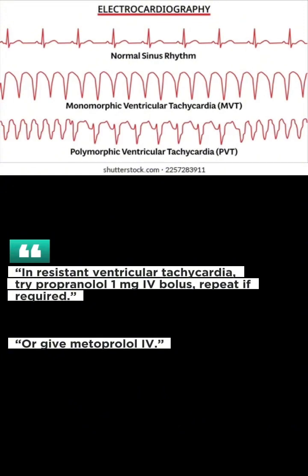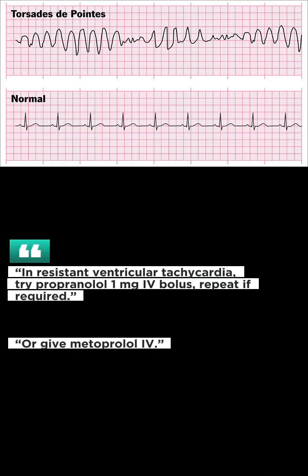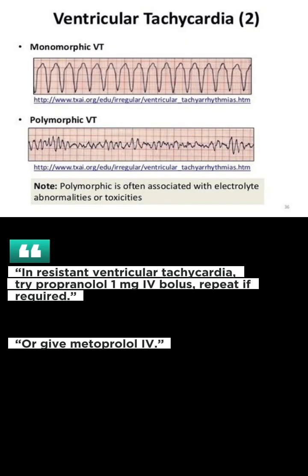Now let's talk about the special situation in case of resistant VT, ventricular flutter or torsades de pointes. In patients with resistant monomorphic VT or polymorphic ventricular tachycardia or ventricular flutter not responding to the other drugs mentioned above, the following drugs should be tried. We can use propranolol 1 mg IV bolus, to be repeated every 5 minutes up to 3 times if necessary. Total dose of 3 to 5 mg of propranolol should be used, or we can also use metoprolol 2.5 to 5 mg bolus over 2 minutes, to be repeated every 5 minutes for 3 times if necessary. So total dose of 15 mg of metoprolol should be used.